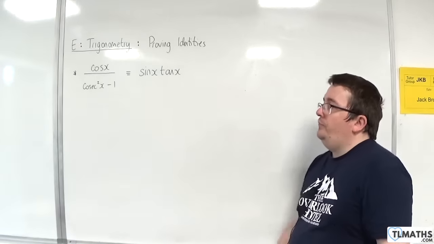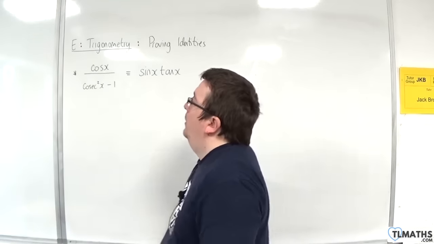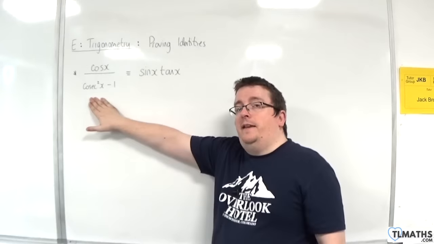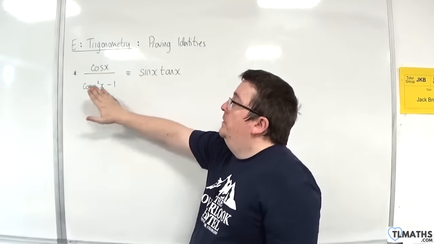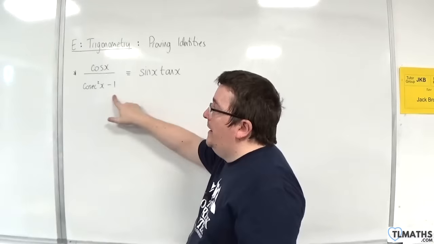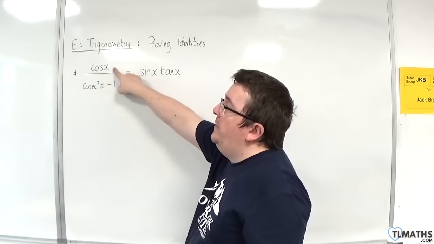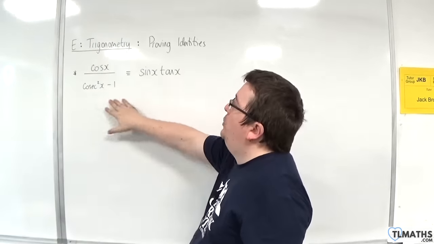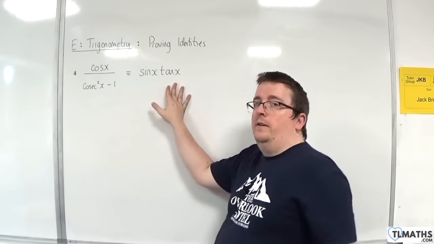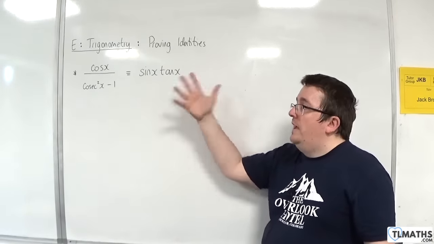So, with this one, for example, I'd be thinking about, well, the cosec squared, have I got an identity that goes with that? Cosec squared, I know, is 1 plus cot squared. Oh, the 1s are going to cancel, so I'm going to have cosine x over cot squared, which should then simplify to that, okay? Have a go at it and see if you can get from the left-hand side to the right-hand side.